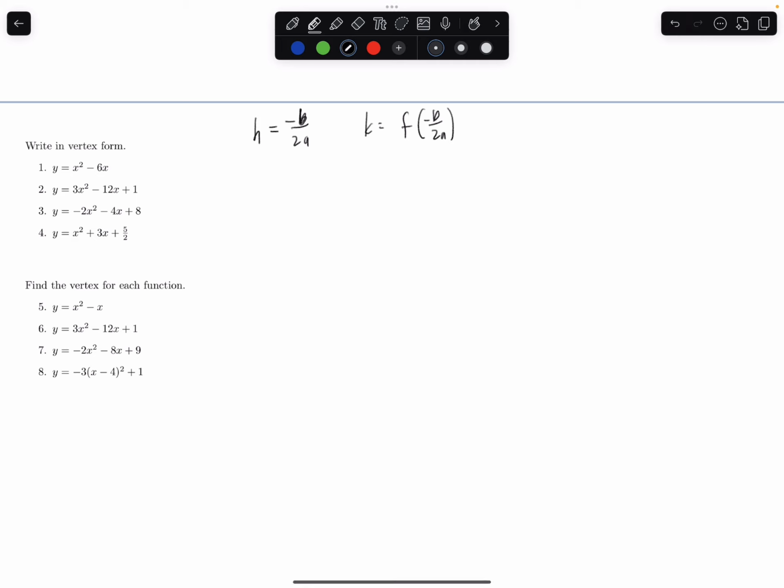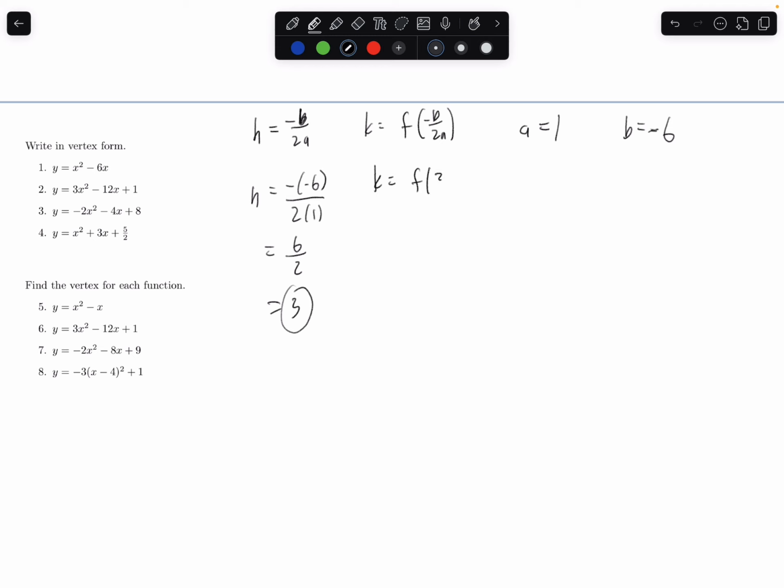Okay, so looking at number 1, what are a and b? a here is the coefficient of the x squared term, which in this case is just 1. What's b? b is the coefficient of the x term, which in this case is negative 6, because it's minus 6x. That means h is negative b, which is negative of negative 6, over 2 times a, which is 1. So that's positive 6 over 2, which is 3. Okay, great, I have my h already. h is 3.